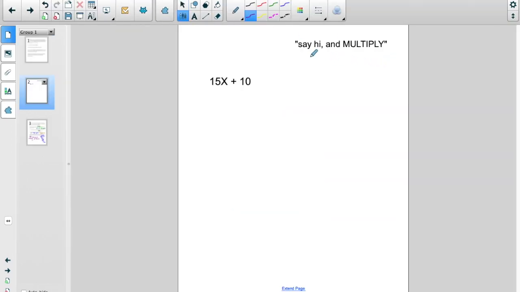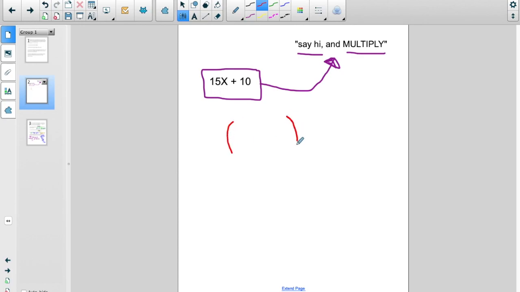Look at this last one. Now, we know our acronym is say hi and multiply, but if we look at this problem, there are no parentheses or a number outside the parentheses that is trying to say hi to everything in the house. So in this case, this is actually the answer, and it wants us to work backwards to figure out what were they distributing and multiplying to get this answer. So we know that when we say hi and multiply, we need to have parentheses, and we're going to have a number on the outside, and we're going to have some type of operation and numbers on the inside.